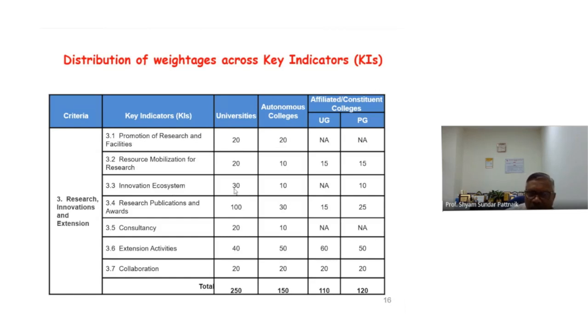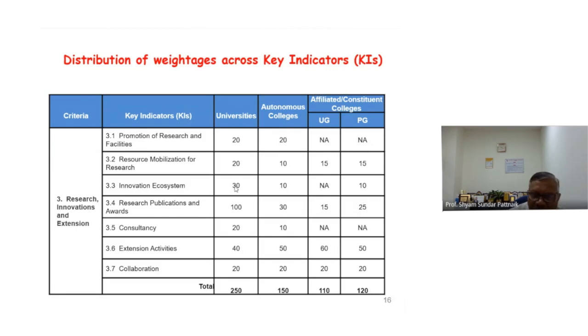Then innovations, in university it is more emphasized. Autonomous institute also, but in UG it is not rated, whereas PG it is emphasized. Research publications and awards: the quality of research, how many SCI publications, how many branded journals like IEEE, Science, Nature, all those things you are having. In the university system, which is more research oriented, it is highly voted. Autonomous college also gets good weightage for research publications. Undergraduate less, but PG again is given more emphasis.